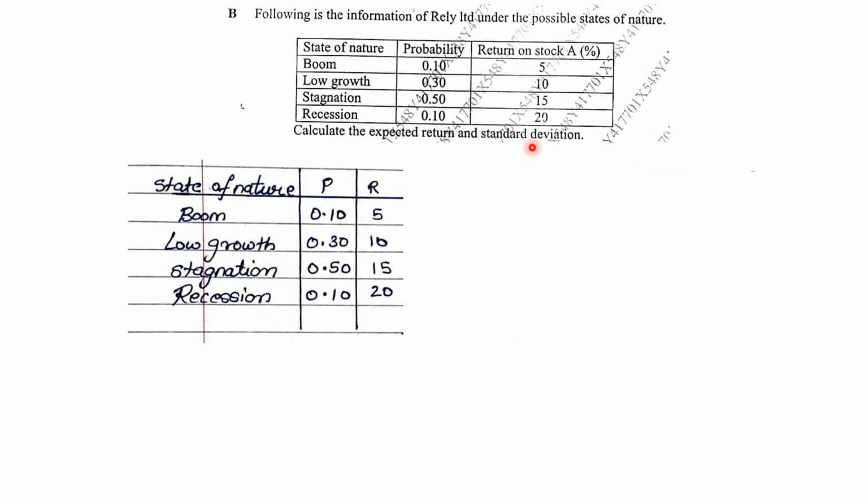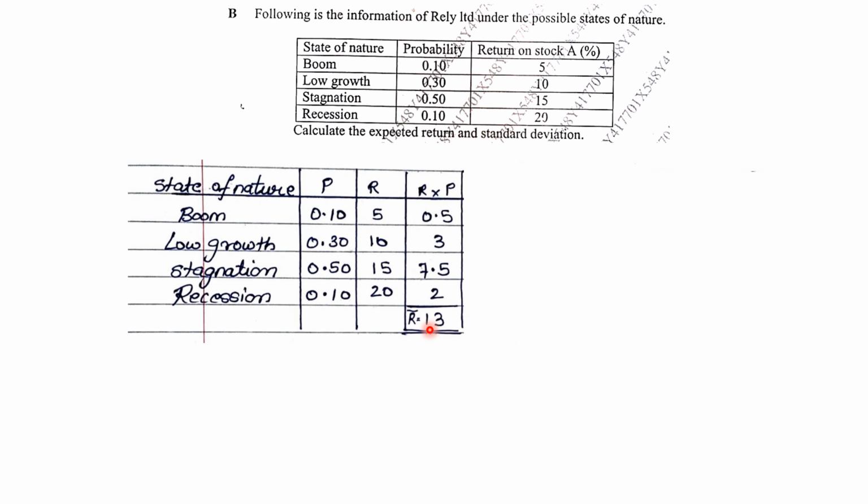Now the next column, we need R into P or P into R. So 5 into 0.1, 10 into 0.3, 15 into 0.5 and 20 into 0.1. We get the values as 0.5, 3, 7.5 and 2. The total comes to 13. This is nothing but our expected return, also known as R bar. So first we'll solve the sum and then we'll note the final answers down.